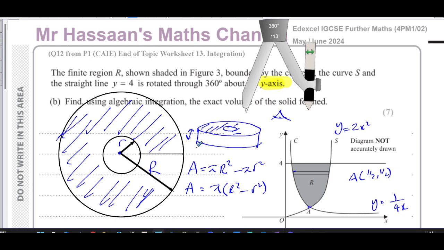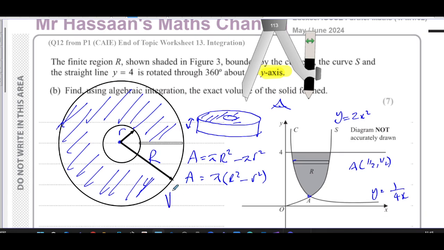Therefore, the volume of this whole shape would be pi times big R squared minus little r squared, times however high this is. Let's call it h for now. So that's how you would find the volume of this type of shape, this donut type of shape. That would be the volume.